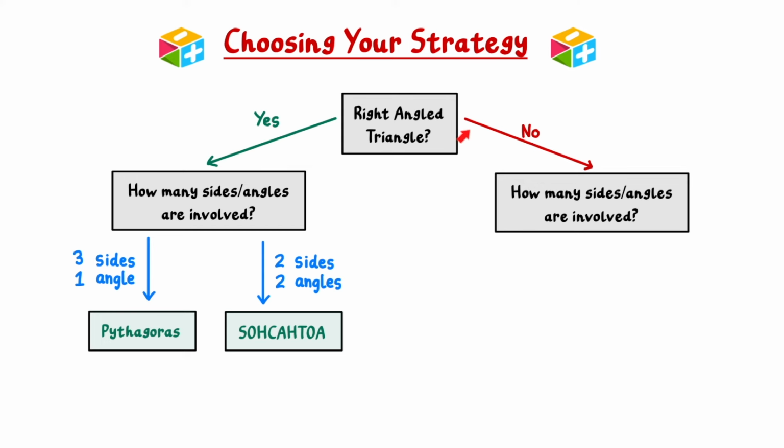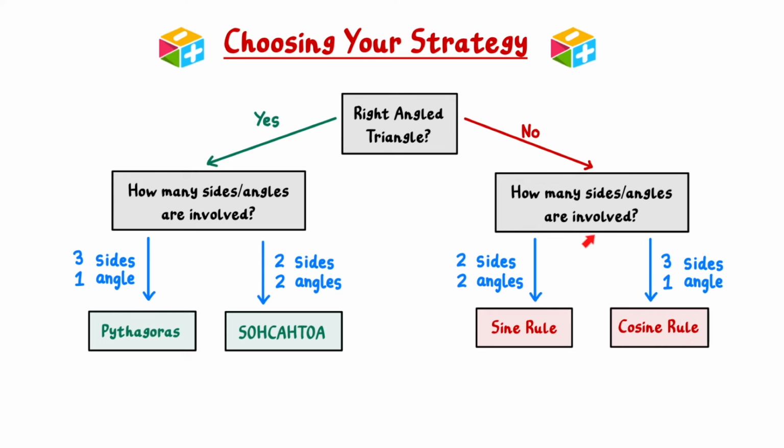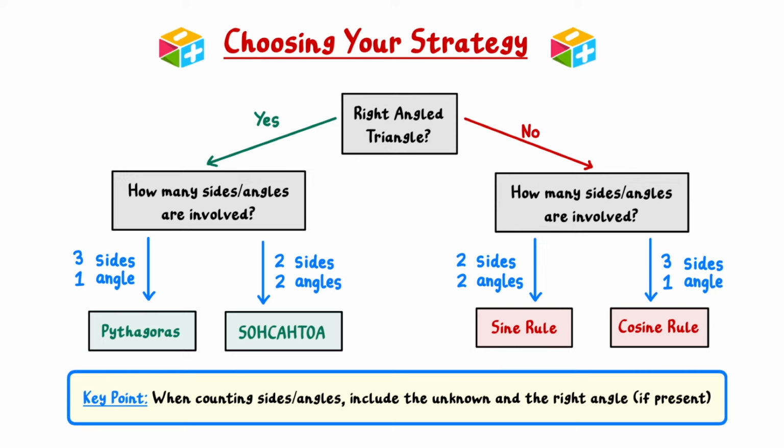In the case of a non-right angle triangle, 2 sides and 2 angles indicates that the sine rule should be used. 3 sides and 1 angle suggests that the cosine rule should be applied. One thing to keep in mind here is that when we are counting the number of sides and angles, we should include the unknown value and the right angle, if there's one present. Now that we've nicely laid out our decision tree, let's see some examples of this process in action.